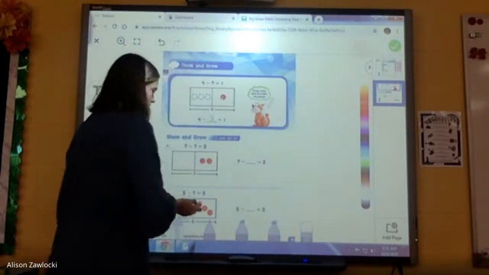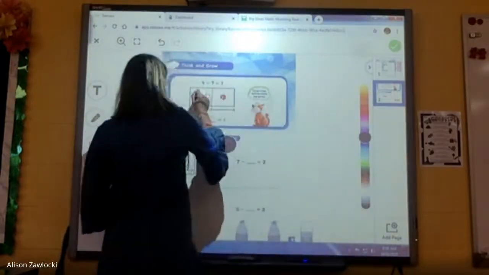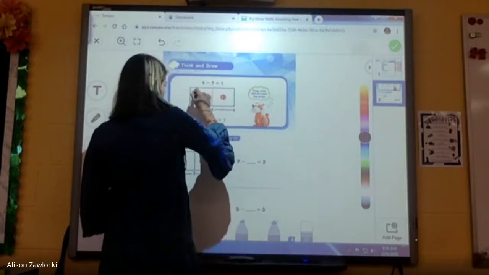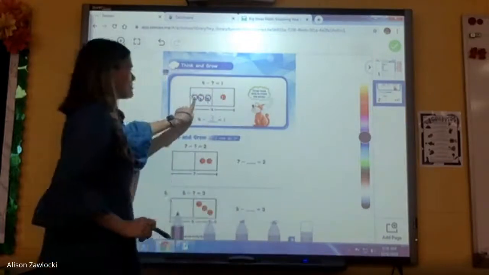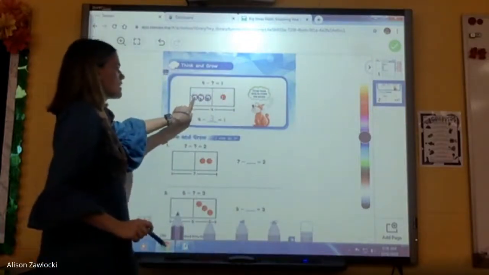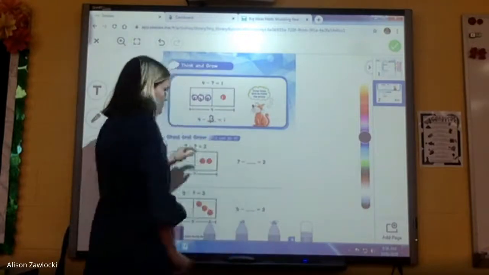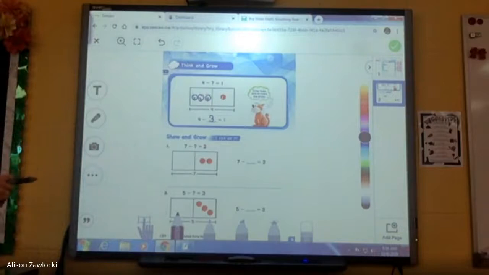Then you are going to go back and you are going to draw your circles. So we have 1, 2, 3, 4. And you go back and you count how many circles did I draw? 1, 2, 3. I drew 3 circles for that add-in. 4 take away 3 equals 1. We draw more dots to make the whole.